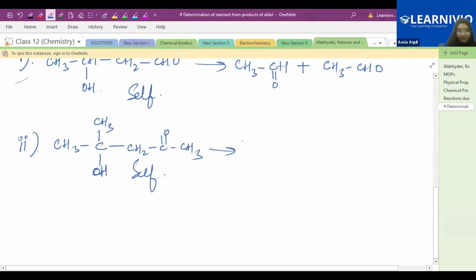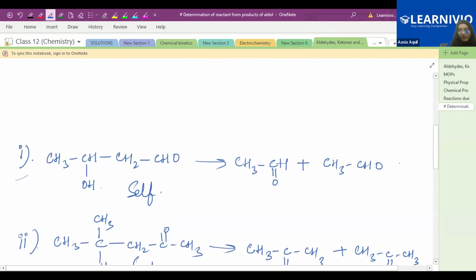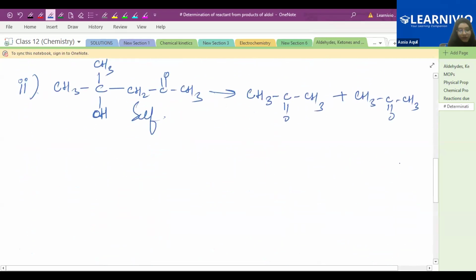This one, CH3 C double bond O CH3, very good. So it's a plus CH3 C double bond O CH3. Very good. So it is again a self condensation. But here we just got the reactant as a ketone. Okay, these are the ketone reactants, and this is your aldehyde.